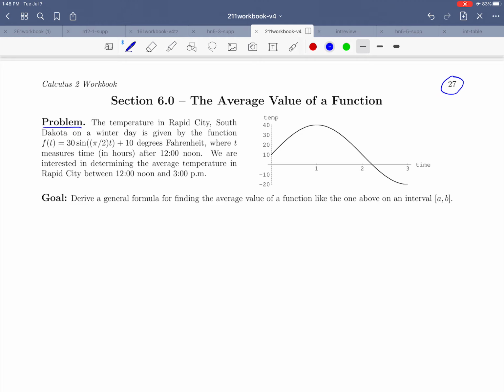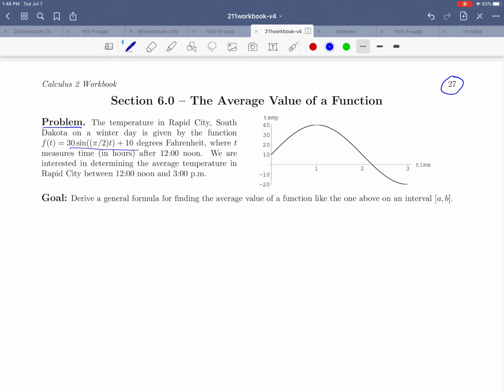Suppose that the temperature in Rapid City, South Dakota on a winter day is given by the function f of t equals 30 sine of pi over 2t plus 10 degrees Fahrenheit. T is going to measure time in hours after 12 o'clock noon. What we're interested in is determining the average temperature in Rapid City between 12 noon and 3 p.m.